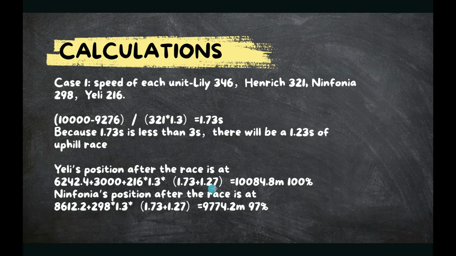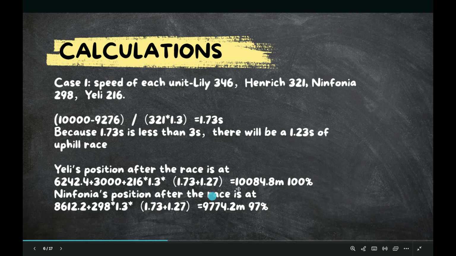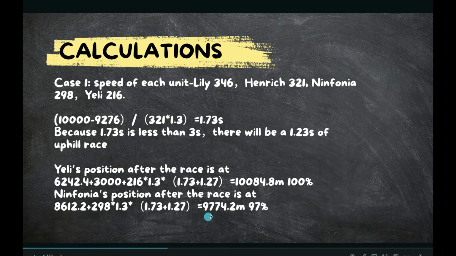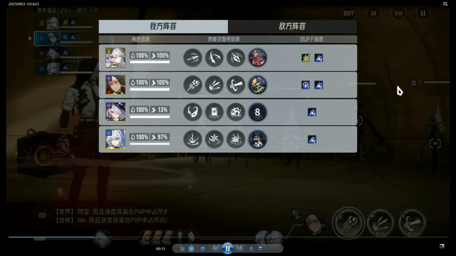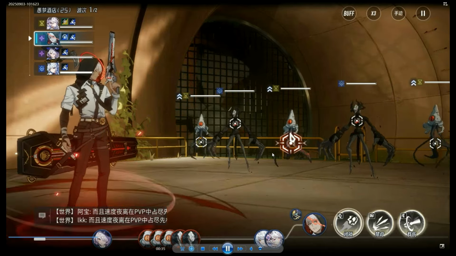1.73 plus 1.27. So this is the time Heinrich used to reach the finish line, and this is the uphill race time. Okay, so after adding this up, we get that Yeli's position is at 10,084.8 meters. So she is already at the finish line, and Nymphonia's position is at 9,774 meters. Okay, so what happened after this?